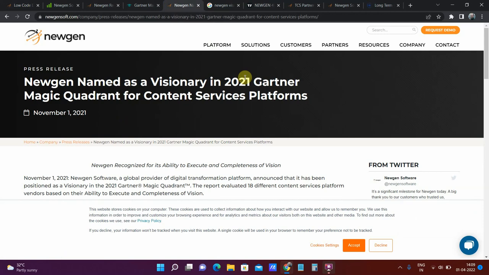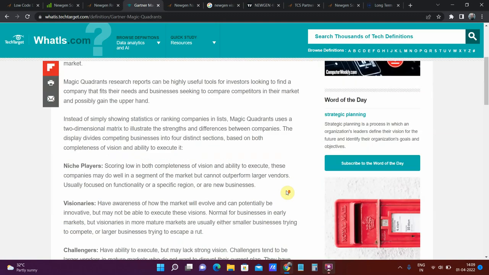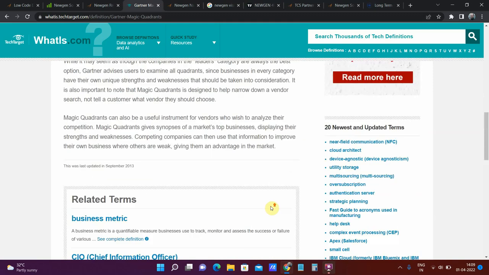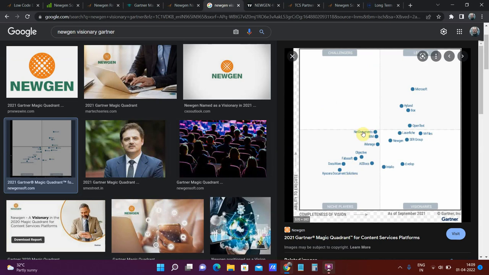So what exactly is this Gartner thing? It is actually for evaluating these IT companies. Gartner is an IT firm that evaluates different companies, and looking at how these companies are performing, they rank them accordingly. If you go through the quadrant, you have four different types of players: the niche players, and then you have visionaries, challengers, and leaders. This is how the Gartner Magic Quadrant looks.